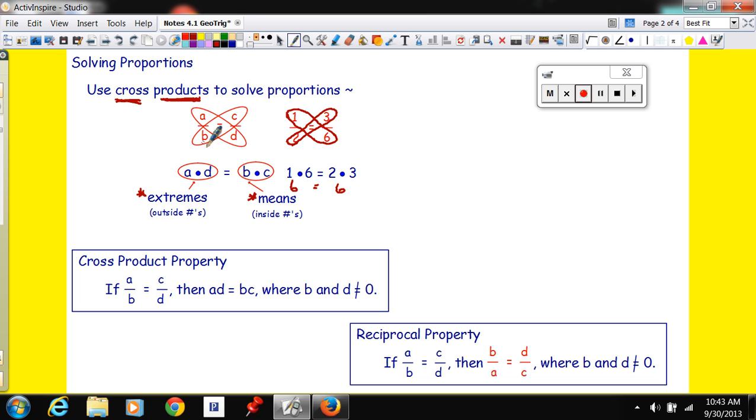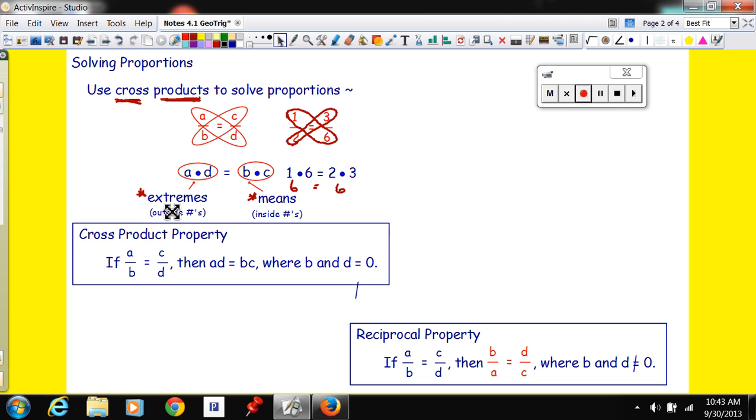B and C are the two middle numbers, the two inside numbers. We call those the means. Extremes are your outside numbers, means are your inside numbers. And again, we'll be talking about geometric means later, but right now I just wanted to explain what the extremes were and what the means were.